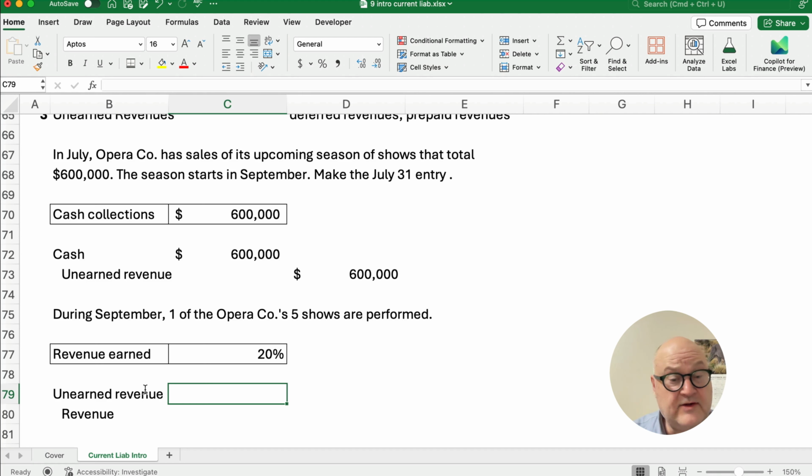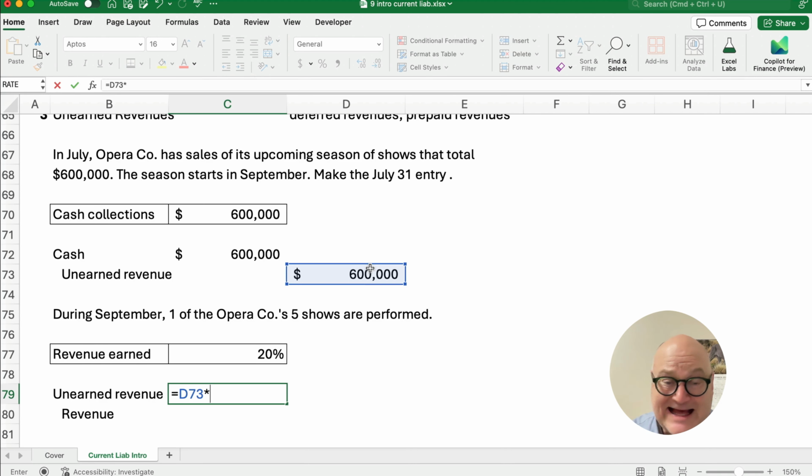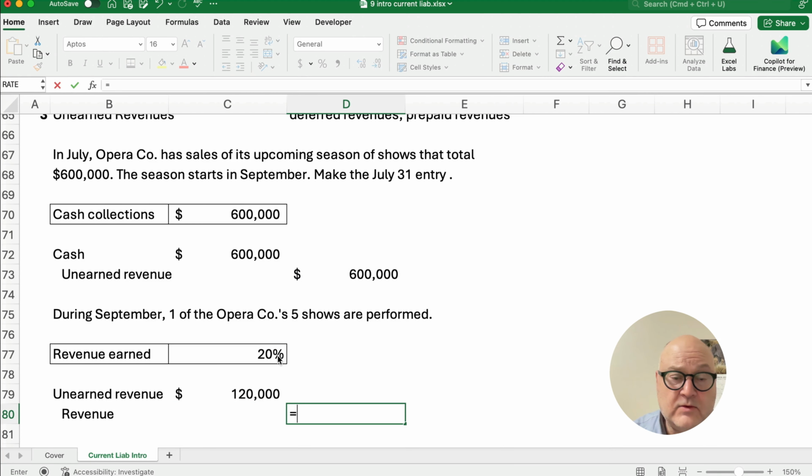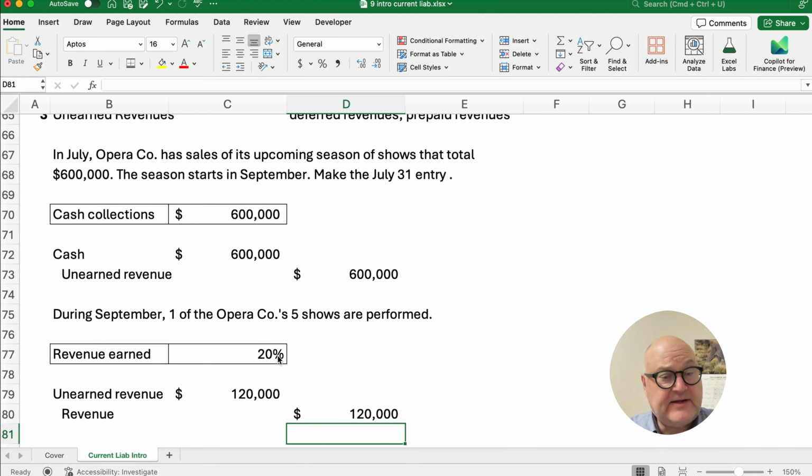So unearned revenue is a liability, and we would take the 600,000 times 20%, how much we've earned. So we have collected the cash of 600,000, which we're happy that we've done, but we've actually earned now after September, after our first performance, 20% of that. So that's our revenue that we've earned, 20% of 600,000 or $120,000.